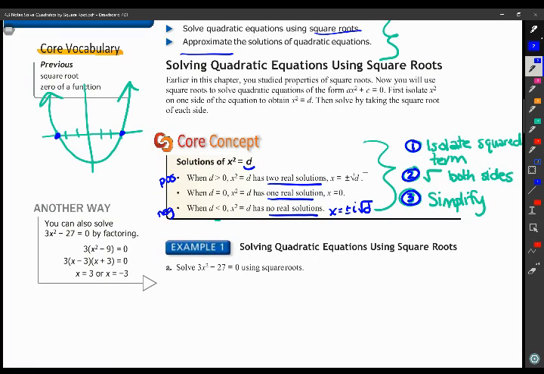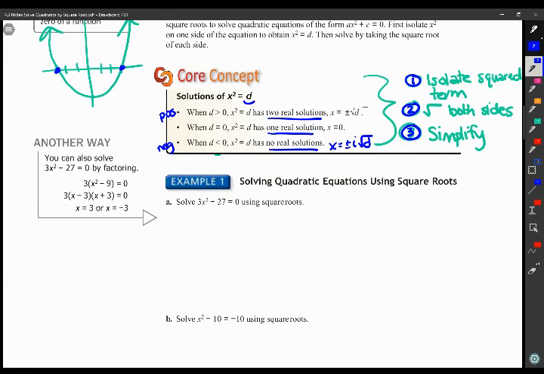And we've worked with i already in 4.6, so you are going to see that today. That's fine. We already know how to deal with a square root of a negative number, so we should be fine. So again, our steps are isolate the square term, take the square root of both sides, and then simplify.